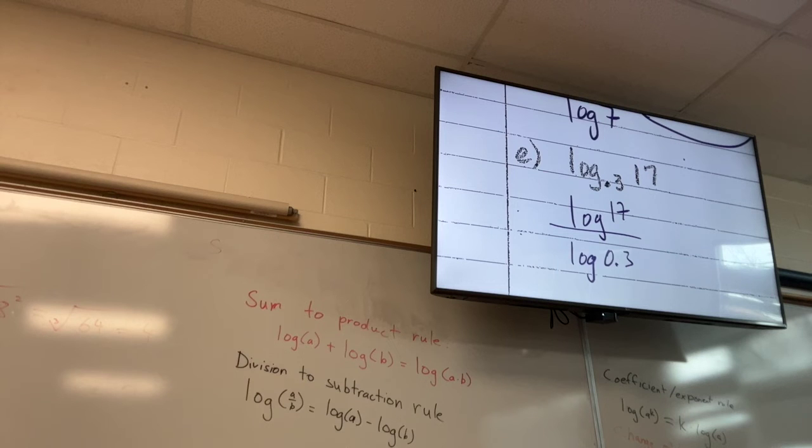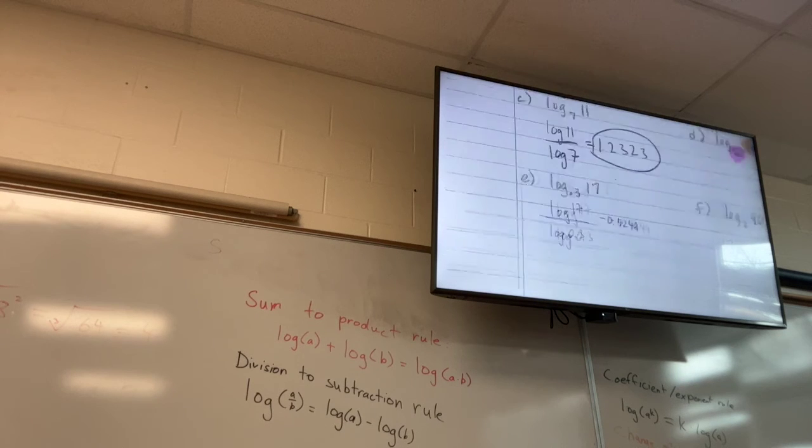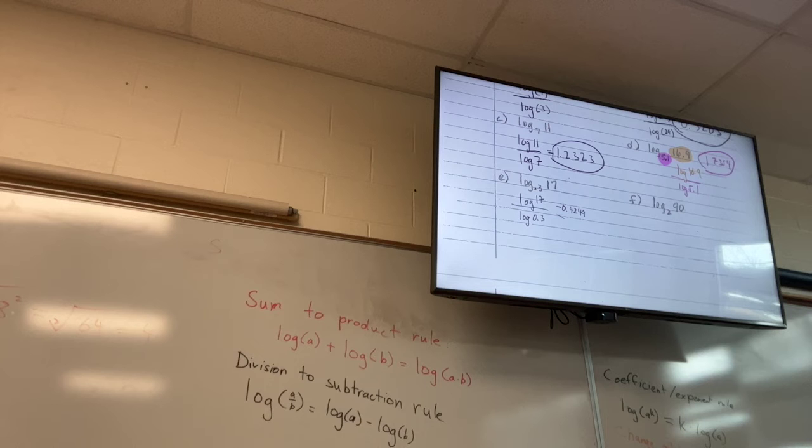Negative 0.4249. That's right, because this log in the top is going to be positive, and this log in the bottom is going to be negative, because you have to raise 10 to a negative number to get a fraction. Okay, so that's the answer there.